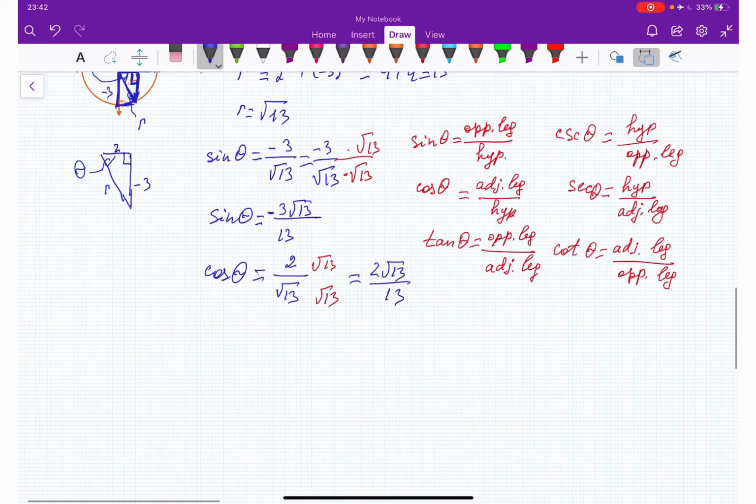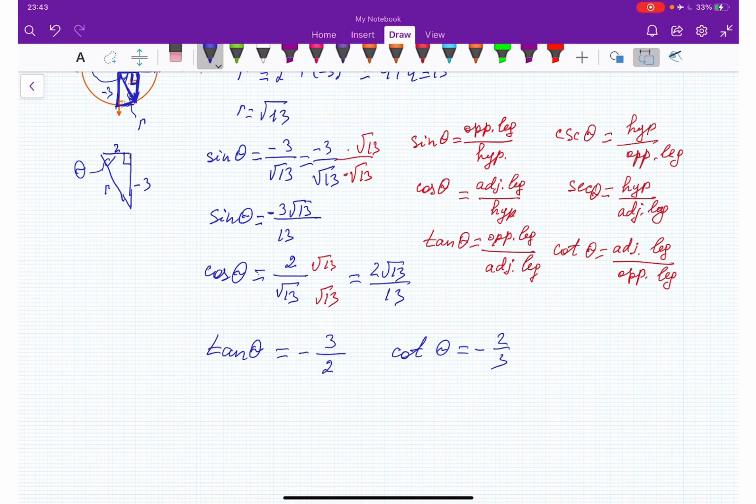All right, next. Tangent theta is going to be equal to, what do we have? Opposite leg, which is negative here, 3, to adjacent leg, which is 2. Accordingly, I can say cotangent theta is going to be how much? I'm going to flip and get -2 over 3, right? Okay, so next.